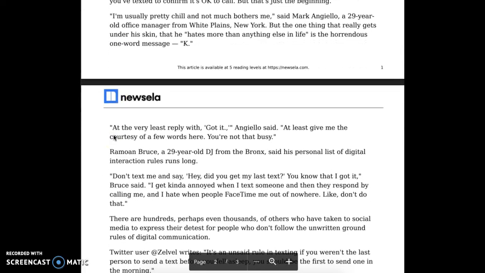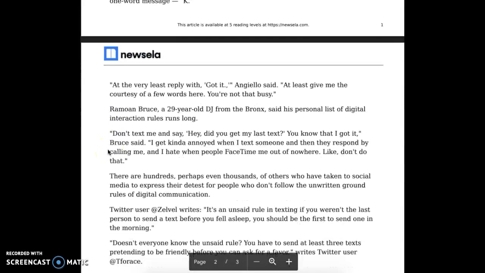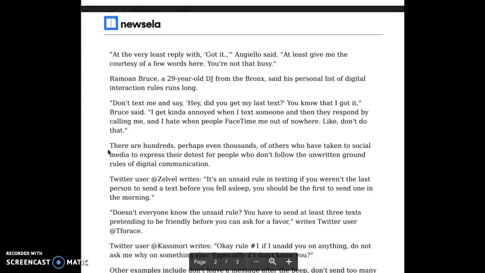Paragraph 3. I'm usually pretty chill and not much bothers me, says Mark Angelo, a 29-year-old office manager from White Plains, New York. But the one thing that really gets under his skin, that he hates more than anything else in life, is the horrendous one-word message, K. At the very least, a reply with, got it, Angelo says. At least give me the courtesy of a few words here. You're not that busy.